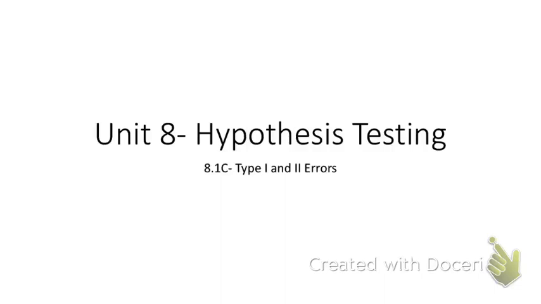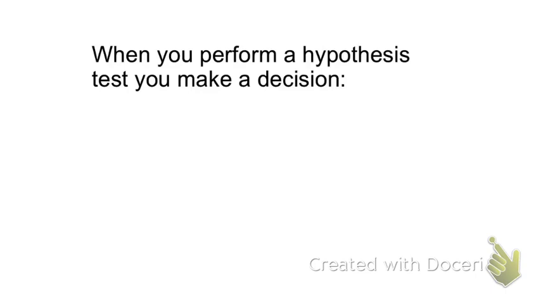And so far we've learned the process of a hypothesis test, and we've come to the part where we make a decision. So when you perform a hypothesis test, you make a decision. What are my two decisions? We either do what or what? Reject or fail to reject. Write that in.